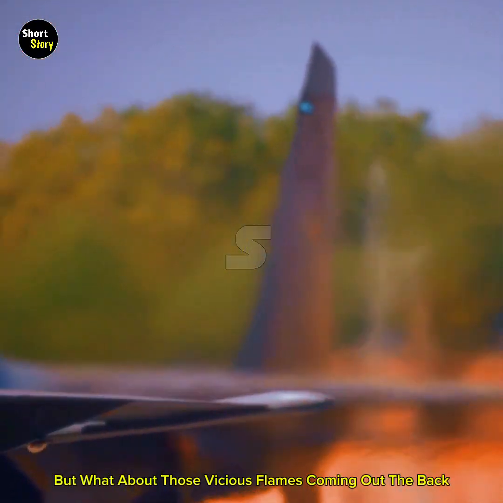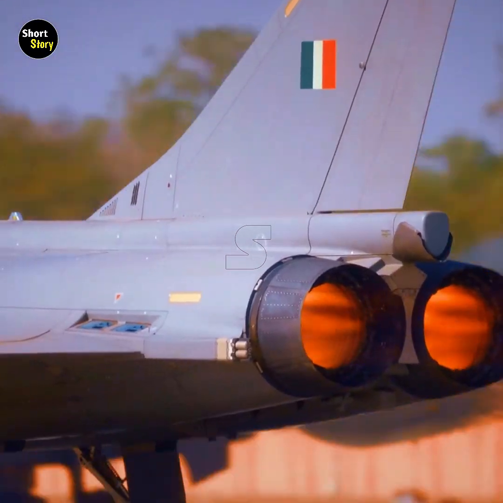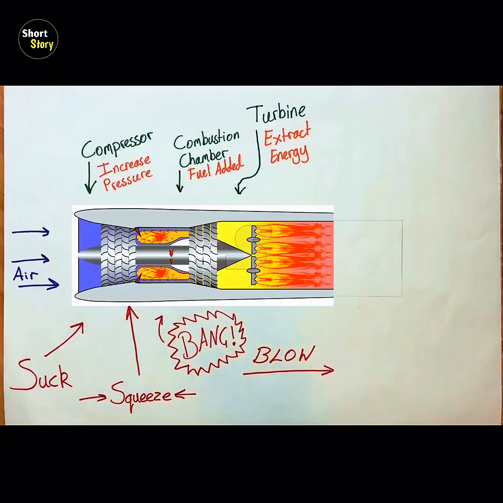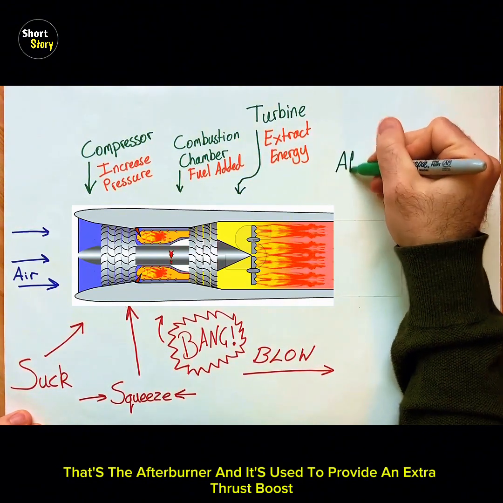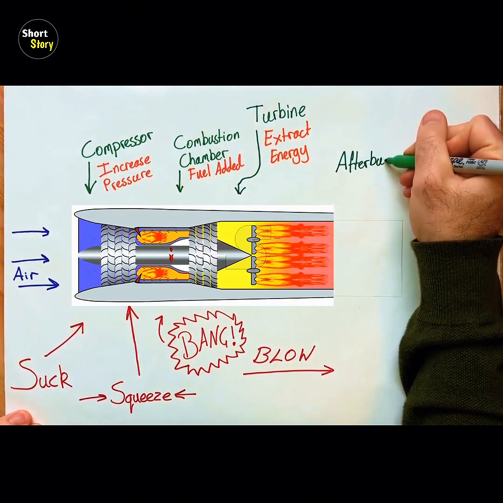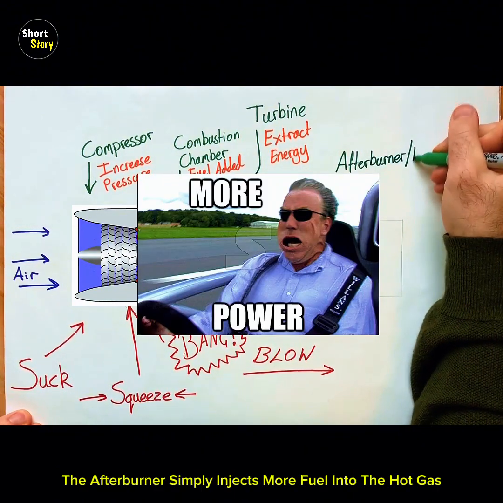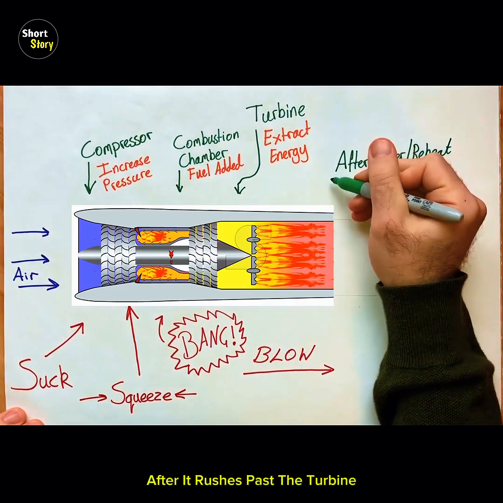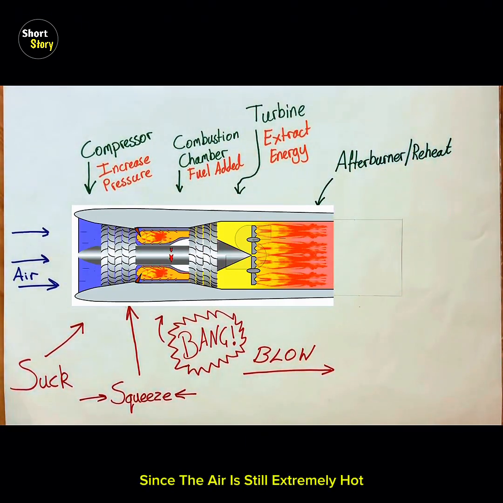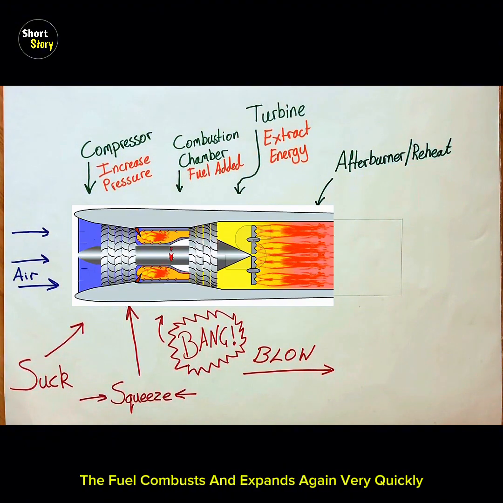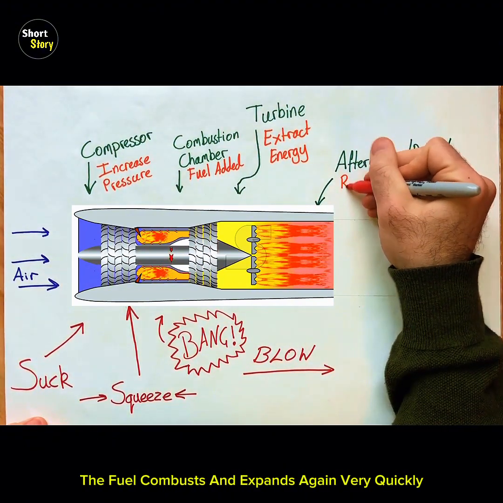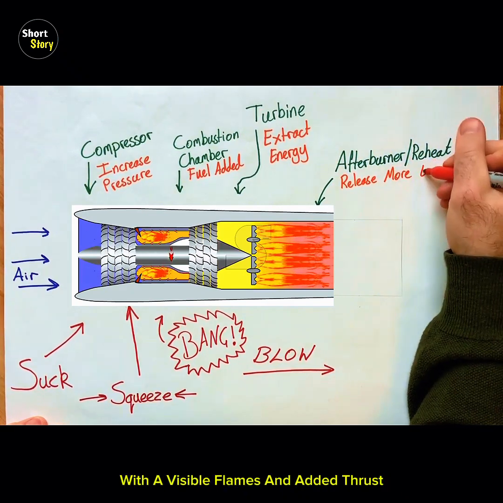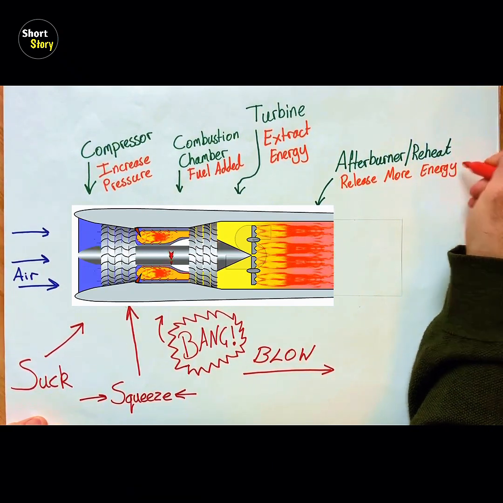But what about those vicious flames coming out the back? That's the afterburner, and it's used to provide an extra thrust boost. The afterburner simply injects more fuel into the hot gas after it rushes past the turbine. Since the air is still extremely hot, the fuel combusts and expands again very quickly. This causes the air to rush out the back with visible flames and added thrust.